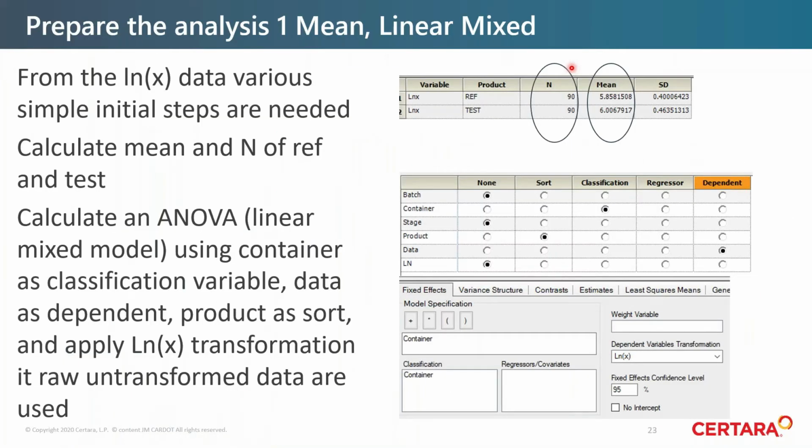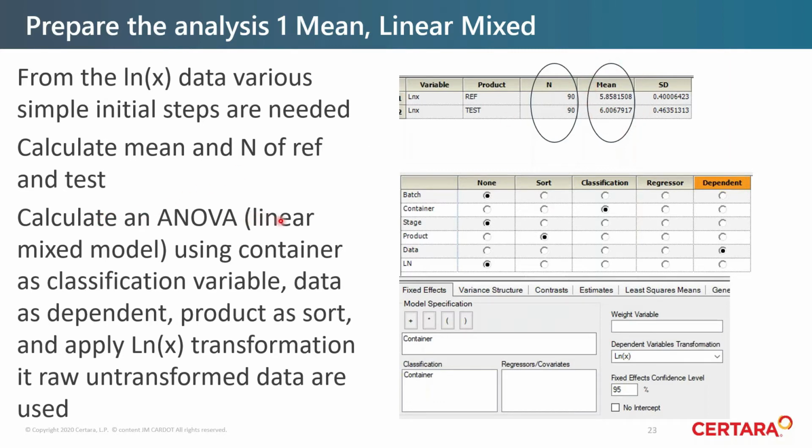So to prepare the analysis, the first thing that we are going to do is the mean value. After you have transformed the data in log, you are going to use the descriptive statistics to calculate the mean. And that is the mean value for the test and reference for all the data. You can see that you have 90 measurements for the test and 90 measurements for the reference, which is M. Then you have the mean value, which are here.